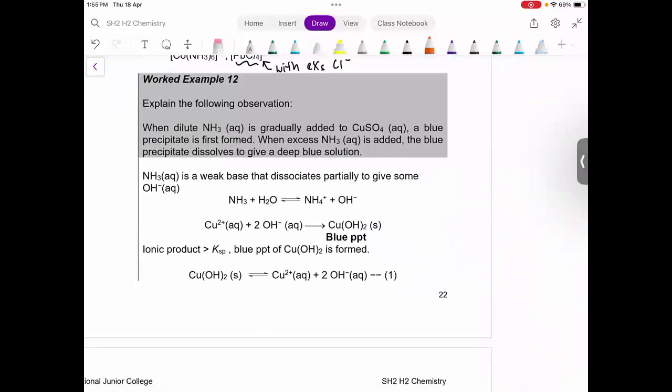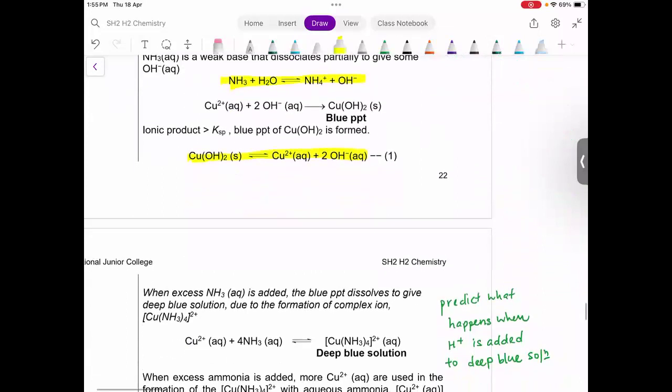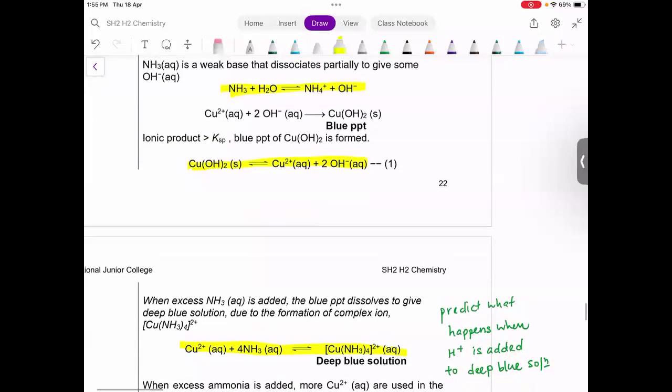Notice that there's an equilibrium here due to your weak base. There's also an equilibrium due to your copper hydroxide, and another equilibrium that forms the dark blue solution. So there's a lot of equilibria in this mixture. Now, can you predict what will happen if I add H plus to the deep blue solution? What do you think will happen?